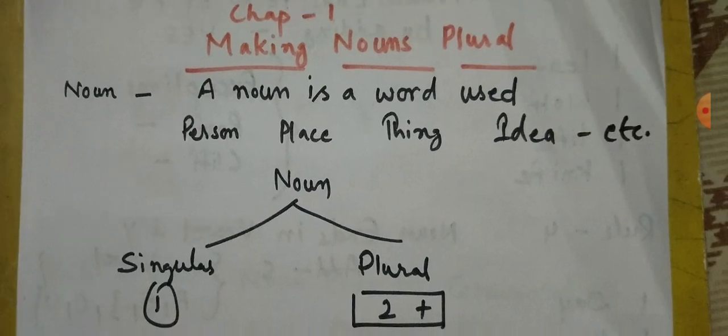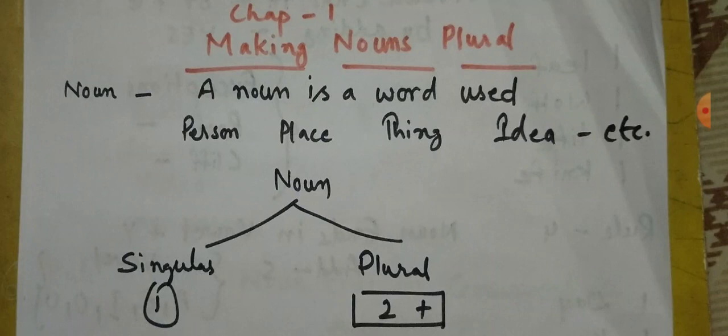So, in this whole world, whatsoever is present, everything has a name, and those things having names are called nouns. That is the reason we use noun for a person, place, things, ideas, and so on. But how to make nouns plural?